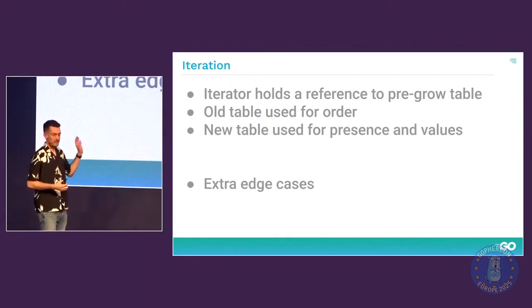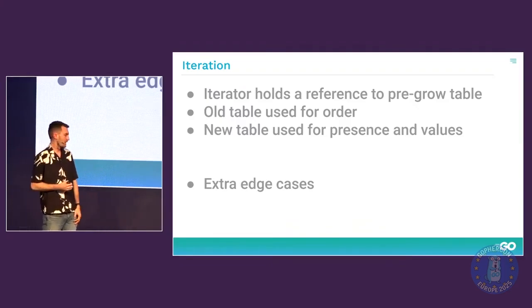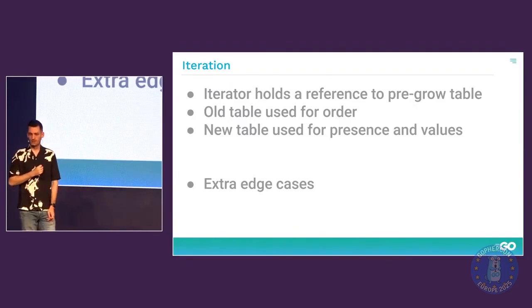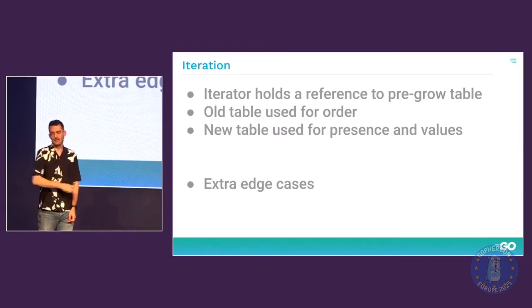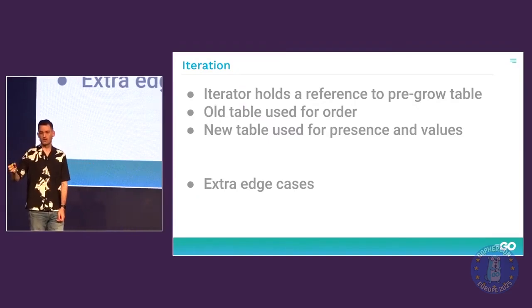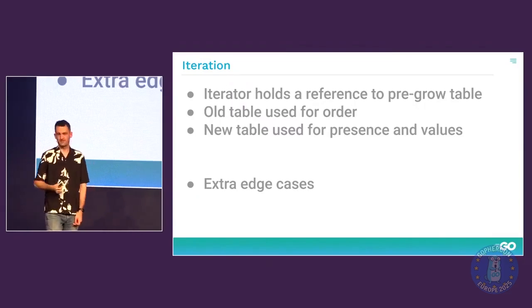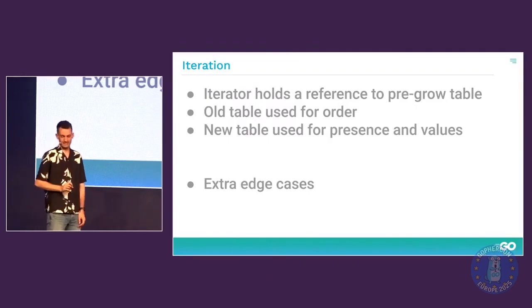Now, there's a bunch more interesting edge cases here that I don't have time for. Things like we're going to pick a key out of the old table, and that key is a NaN, a floating point NaN. You go to look it up in the new table. Well, you can't look up a NaN in a map because it doesn't compare equal to itself. So we have to do something about that. And I'll leave that as an exercise to the reader to figure out how to handle NaNs.